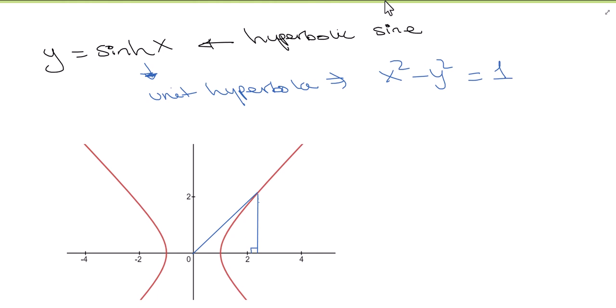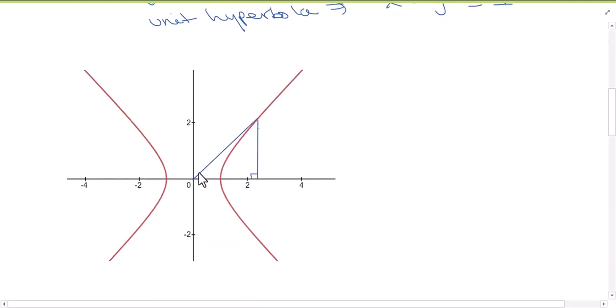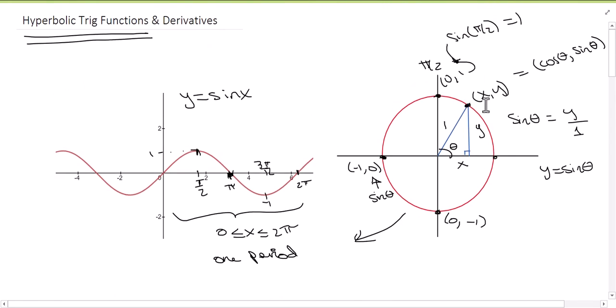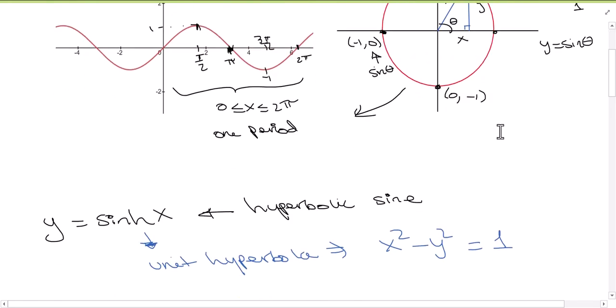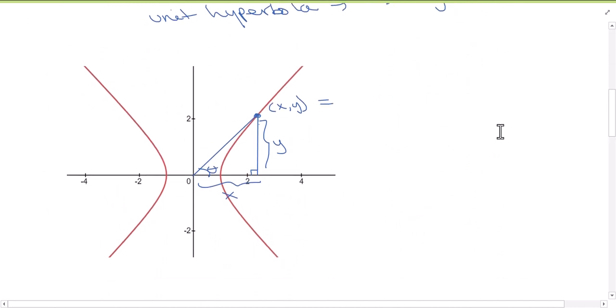If we do the same thing where I have my unit hyperbola here, and we place our theta as we did before, then this is x and this is y. And so this point is the point (x, y), which ends up being just like it was for the unit circle, where it was cosine theta and sine theta. The interesting thing about the unit hyperbola is that these end up being hyperbolic cosine of theta and hyperbolic sine of theta.